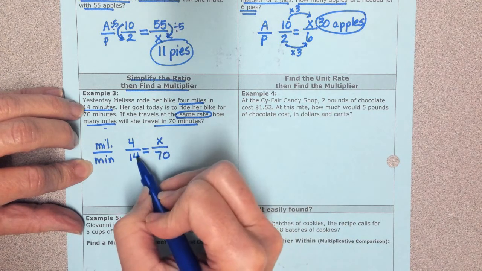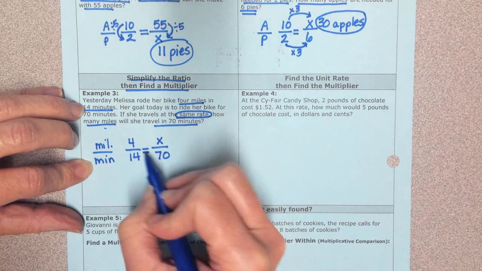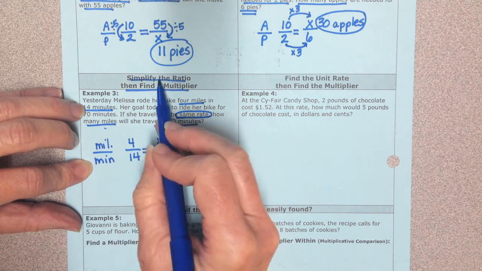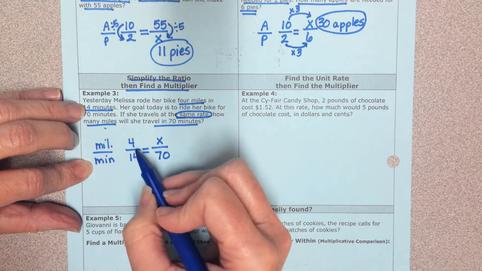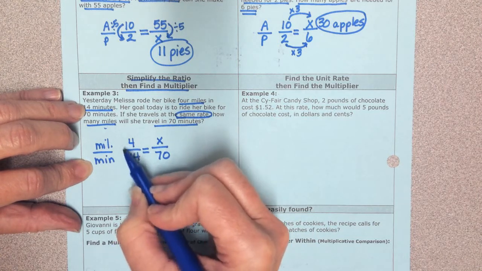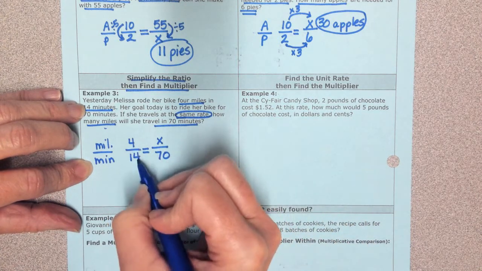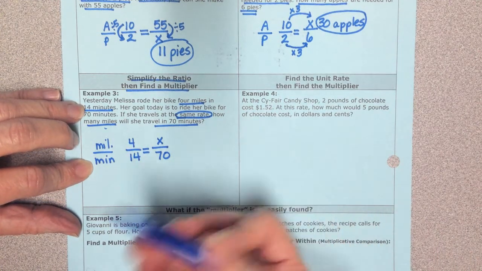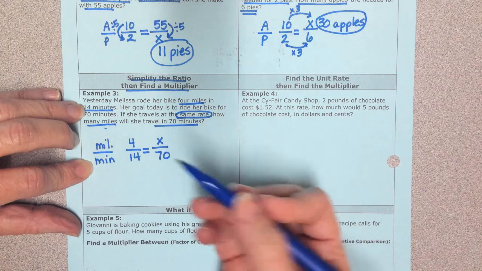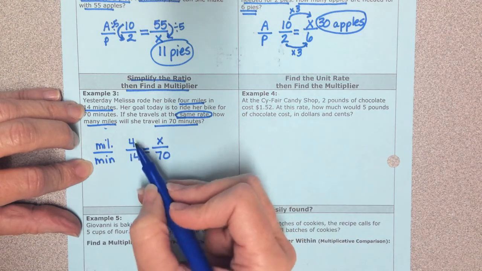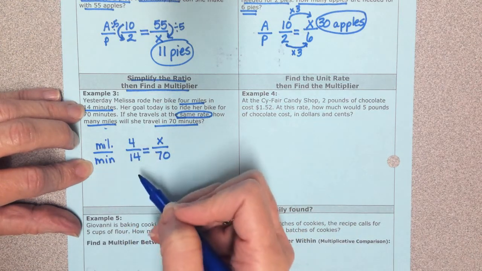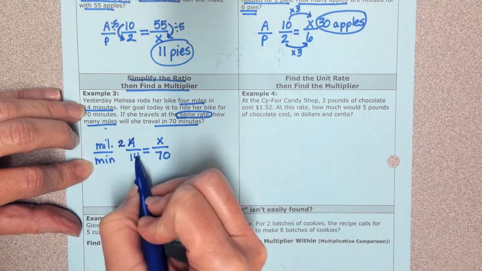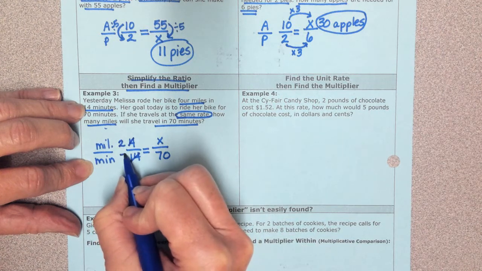So I don't know what I do to 14 to get to 70. Actually I do, but that's not what we're supposed to do. We're supposed to simplify the ratio. So if you don't know what you do to 4 to get to 14, you can simplify 4/14ths. Remember, these are ratios. They act like fractions, and we can reduce fractions, so we can reduce this ratio. What can 4 and 14 both be divided by? 2. 4 divided by 2 is 2. 14 divided by 2 is 7.